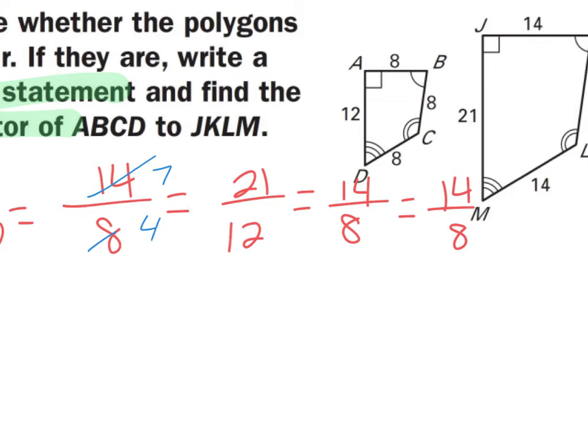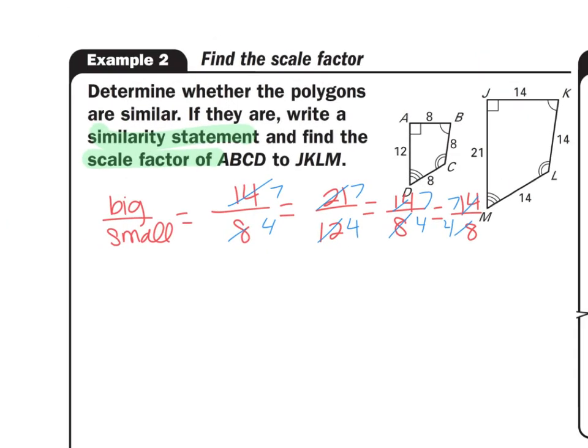21 and 12, that can be divided by 3. So that would be 7 and 4. And then 14 over 8, we've already done that one. Becomes 7/4, and the same here, 7/4. So are these proportionate? Yes, they are. So they are similar. So we now have to write a similarity statement.